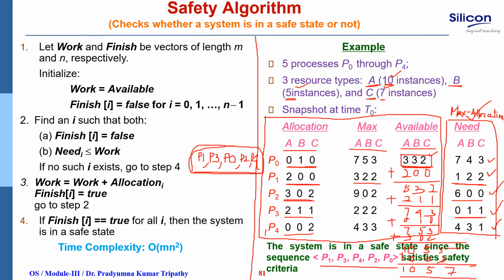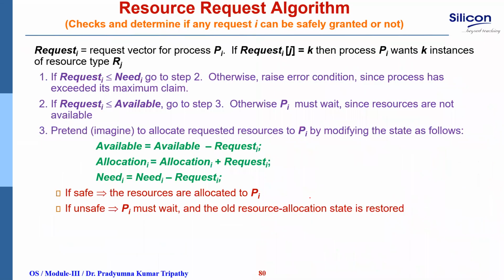Okay. So what we are doing over here, the same thing is being done in the resource request algorithm. The resource request algorithm checks and determines if any request Pi can be safely granted or not. That means if I want to grant the resource, whether it will be in a safe state or not. So what will we do? Request of i means the request vector for process Pi. Request of j equal to k means process Pi wants k instances.